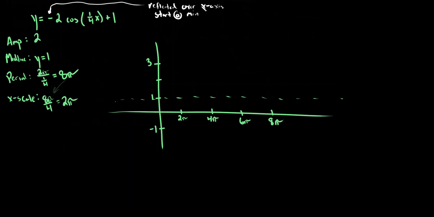Now remember, this is reflected, so it's starting at the minimum, which is at -1. And then I go up 2, the amplitude is 2, I go up 2 to hit the midline, up 2 to hit the maximum, down 2 to hit the midline, and down 2 to hit the minimum. And then I'm going to connect this with a nice curve, as nice as I can. Never want to make it jagged. And this would end up being our graph.